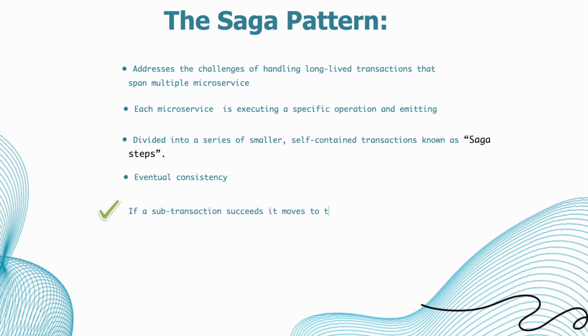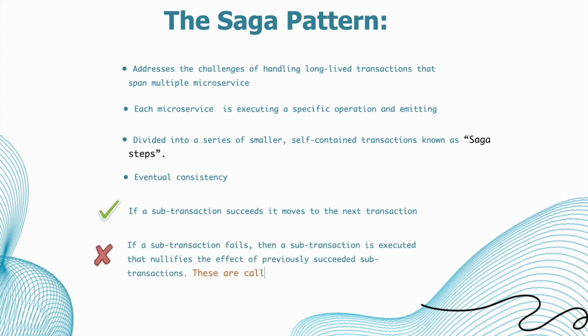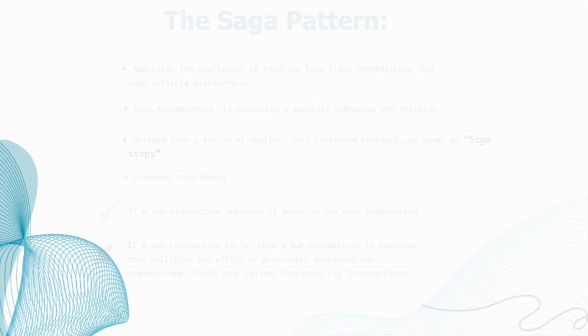So what the Saga pattern does is, if a transaction is successful, we move to the next transaction. If the transaction fails, then a sub-transaction is executed that nullifies the effect of the previously succeeded transaction. And these sub-transactions that are used for rollback are called compensating transactions.